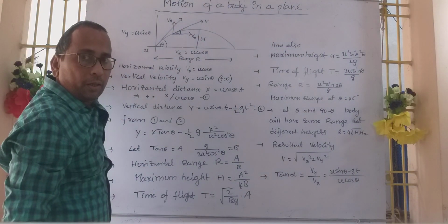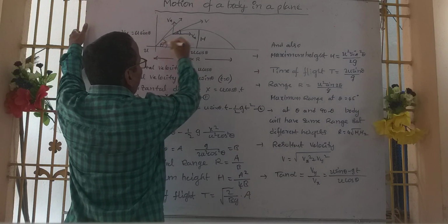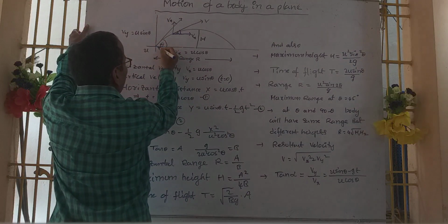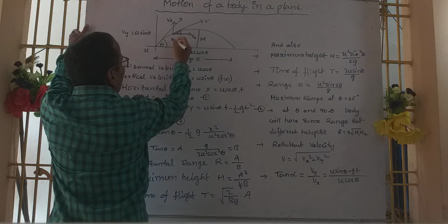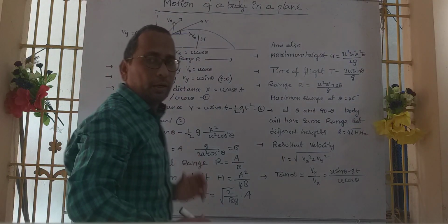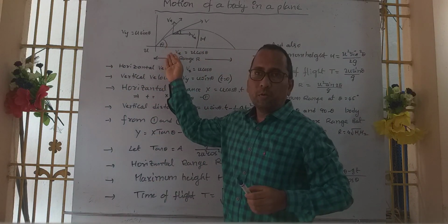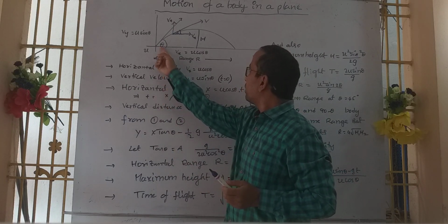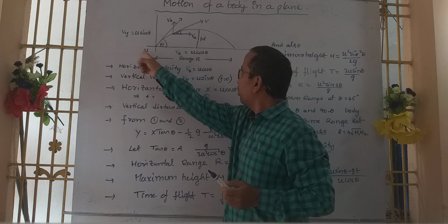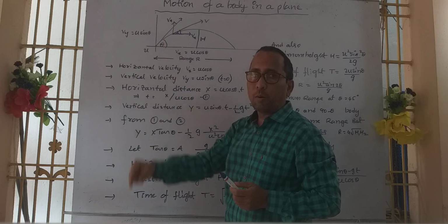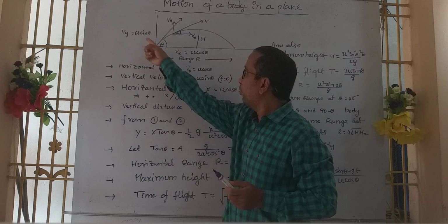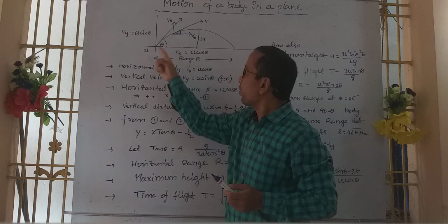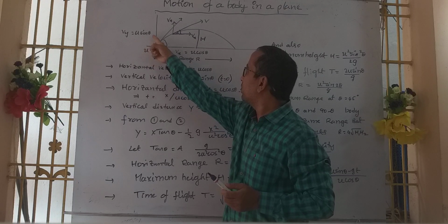Motion of your body in a plane. That means a body is moving in a plane. Plane means two directions. So let us consider a body is thrown upwards with a velocity u, making an angle theta with the horizontal. That is a projectile. We know this in intermediate standards, plus 1, plus 2 standards. If it is thrown upwards with an angle theta, the velocity is resolved into two components, a horizontal component and a vertical component. Horizontal component is Vx is equal to u cos theta. Vertical component is Vy is u sin theta.